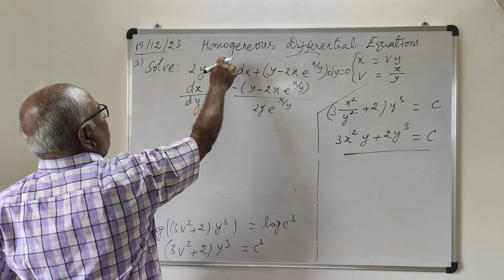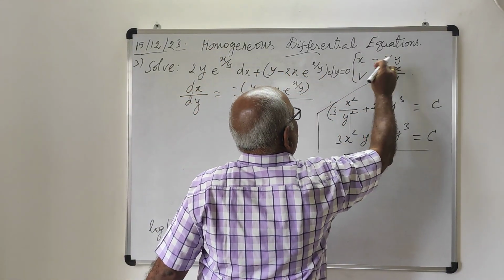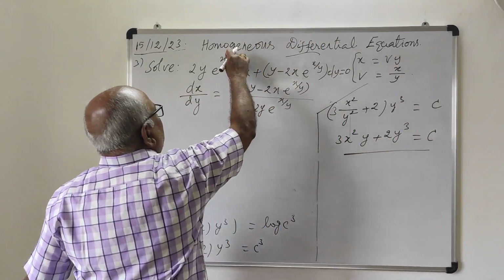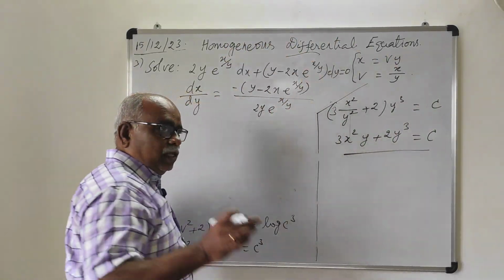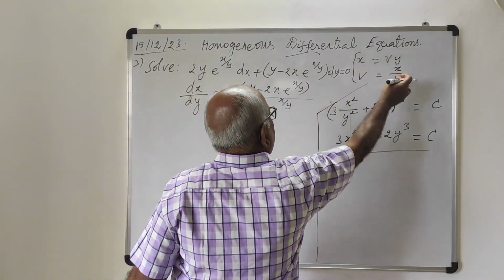Because in this problem we are finding x by y, so v is x by y there. This is the clue. Here v equal to x by y. In the problem itself x by y is given. For this problem we have a clue, the x by y term, therefore we can replace it by v.